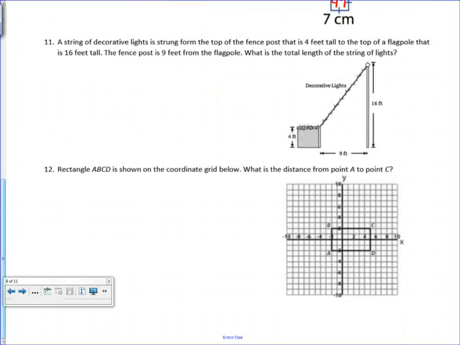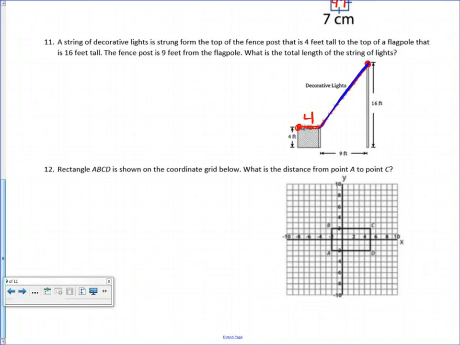Okay, number 11. A string of decorative lights is strung from the top of a fence post all the way up to the top of a flagpole that is 16 feet tall. So it starts at the fence post right here and goes all the way up to the top of the flagpole. The fence post is 9 feet away from the flagpole. What is the total length of the string of lights? So we're looking for the total length of this red line. I know this section is 4 feet because it's a square. And so I need to find this last bit right here.